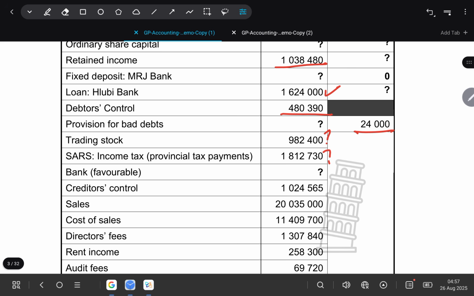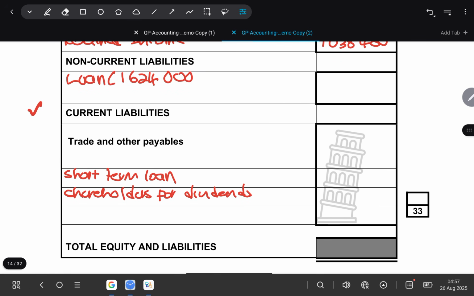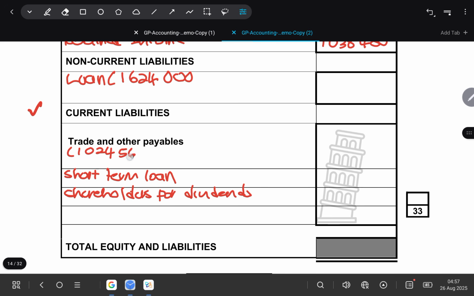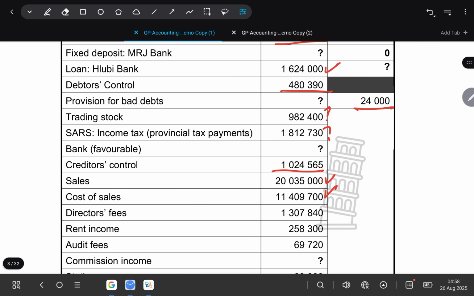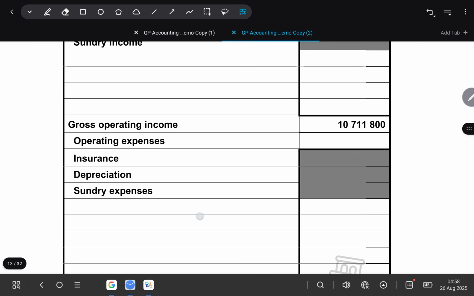And then we have creditors control of 1,024,565. Let me check, 1,024,565. Okay. And then from there, we check what else we have. Sales was entered, cost of sales was entered. We check directors fees, 1,307,840. So directors fees in the income statement was not entered. So I'm going to enter it.